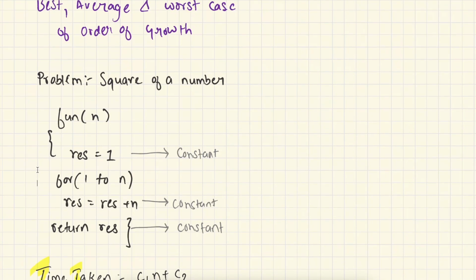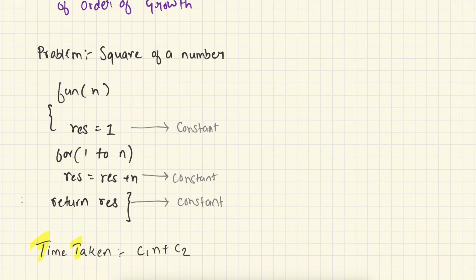So let's use our knowledge of asymptotic analysis and order of growth and calculate the order of growth of this function. In asymptotic analysis, first we get the expression of the time taken by a function, and then we follow the direct method. The direct method says remove the constants, remove the coefficient of the higher order term, and you get the order of growth. So let's follow the same steps.